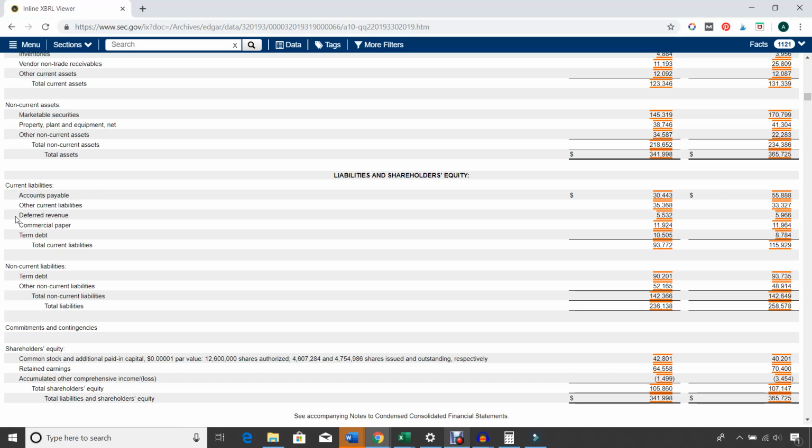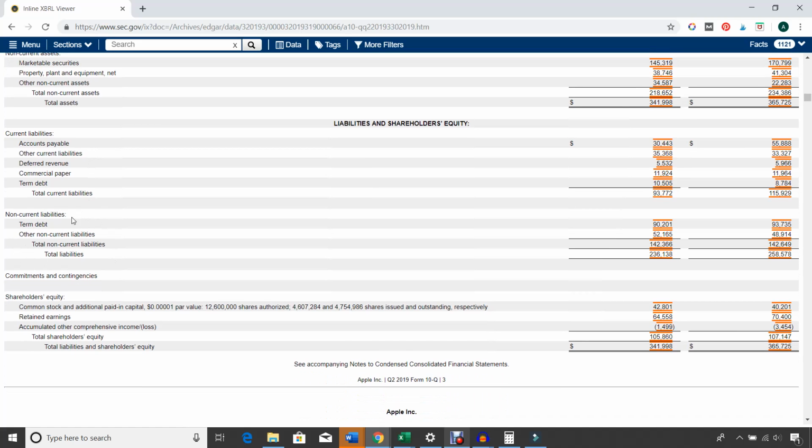So one item that you might see sometimes with a technology company like Apple or Microsoft is something called deferred revenue. And that's basically when a customer pays for a good or service up front, but the company hasn't delivered that product or service to the customer yet. Apple also has some commercial paper and some term debt. So those are just fancy terms for debt that they have, borrowings that they have from banks and investors. So these are some of the more common types of current liabilities. We also see things like salaries payable, marketing commissions, stuff like that.